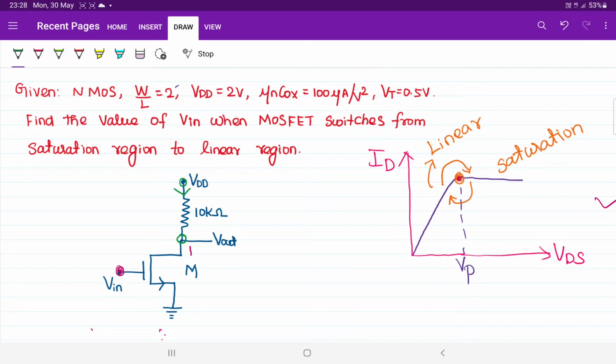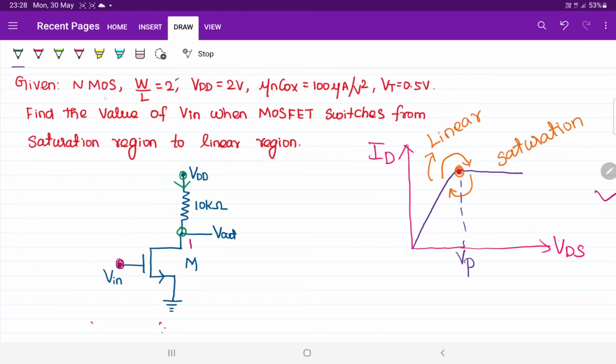So let us try to figure out the answer for the given question. In this question, if you observe, given it is an N MOSFET, W by L equal to 2, VDD value equal to 2 volt, mu N Cox value is 10 microampere per volt square, threshold voltage is 0.5. Find the value of Vin when the MOSFET switches from saturation region to linear region.